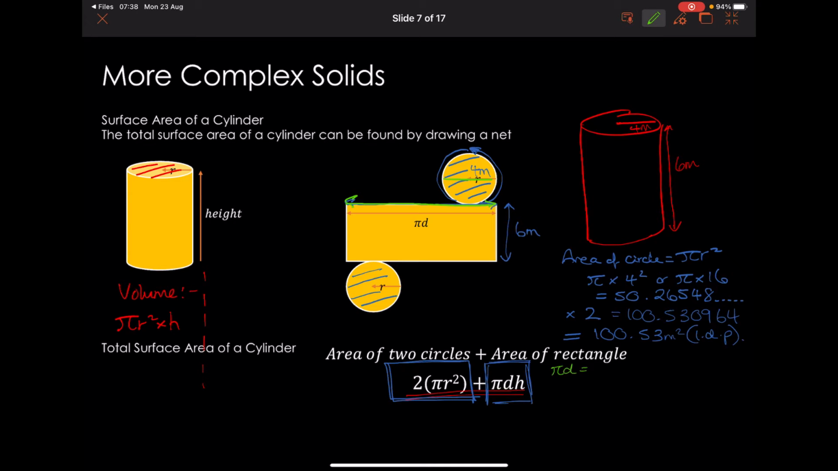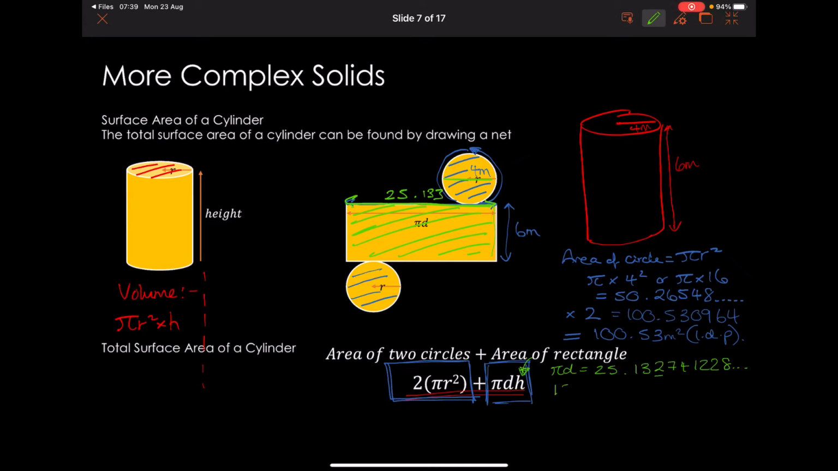So the diameter is 8. So I'm going to do pi times 8. That gives me 25.1327412228, and I'll just leave that there. Okay, so I know now that my length of the rectangle is that 25.133. I've rounded. The reason we then have the h is because if that's the length for that, to work out the area, I've got to multiply it by 6. So I'm now going to times that by 6.